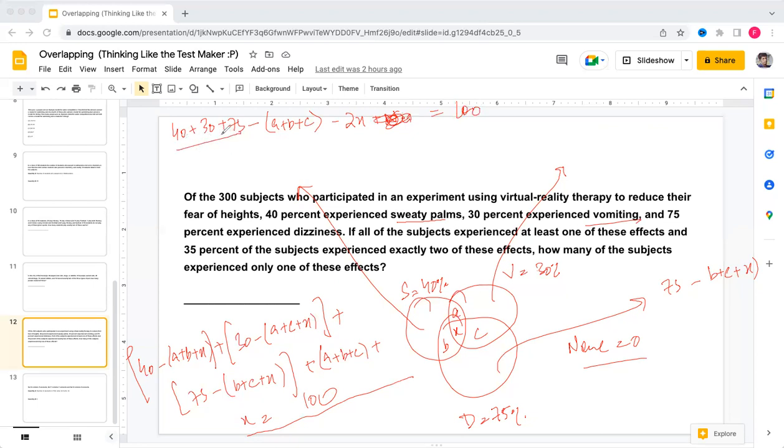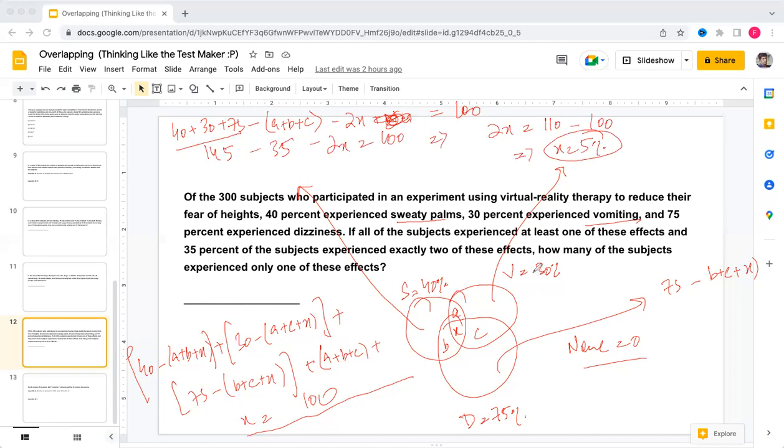So now what is this thing? 40 plus 30 is 70. This will be 145. What is exactly 235? Minus 2X is equal to 100. That means 2X is equal to 110 minus 100. So that means X is equal to 5%. So there are 5% of subjects who participated that have exactly 3, exactly all of these 3.